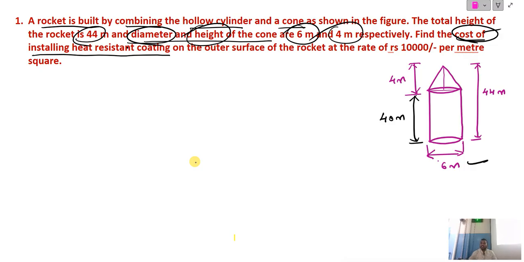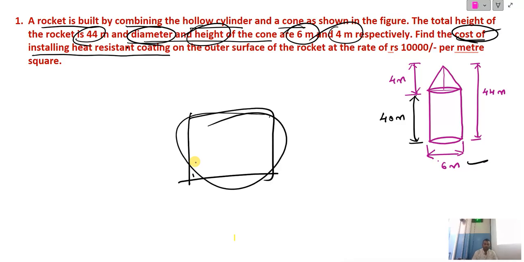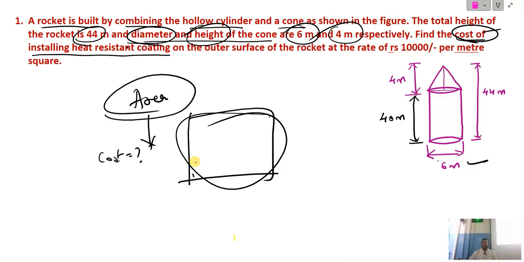Always the cost is calculated for area. For area we calculate the cost. Understood? Example, I have a home. I want to paint all these walls. How much cost is required to paint all the walls? It means first I want to find the area. For that area, I will calculate the cost.